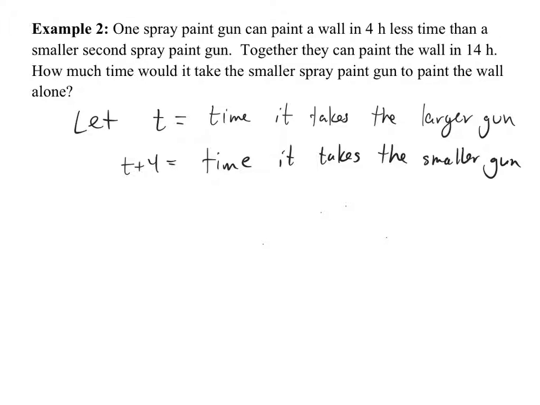Alright. Now I'm using these as my let statements here, guys. You don't have to use the exact same ones, but your equation is going to look different. I think of this problem as the gun that can provide more spray paint will take less time. So I'm calling that T. The weaker gun or the smaller gun would take longer, so I'm calling that T plus 4. It's just logical to start that way. Okay, I recommend doing it that way.